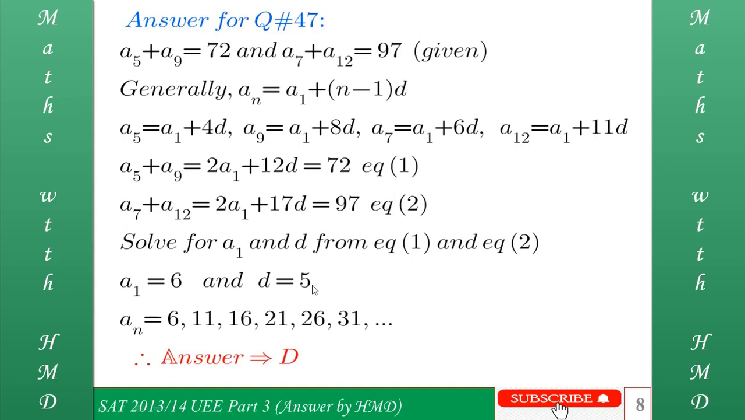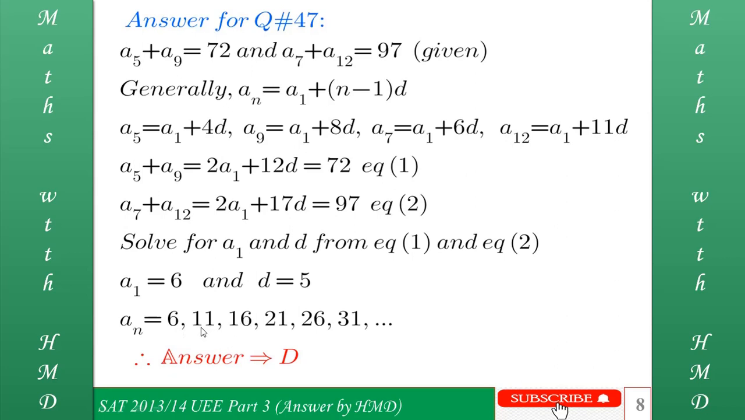If you get confused, please try to comment in the comment box. To find A1 and D from these two equations, you can choose any way, either the substitution method or the elimination method, or you may use the application of matrix here. So based on this, A1 is going to be 6 and the common difference is 5, right? So An is going to be the first term, which is 6, then the next term is going to be 6 plus 5, which is 11.